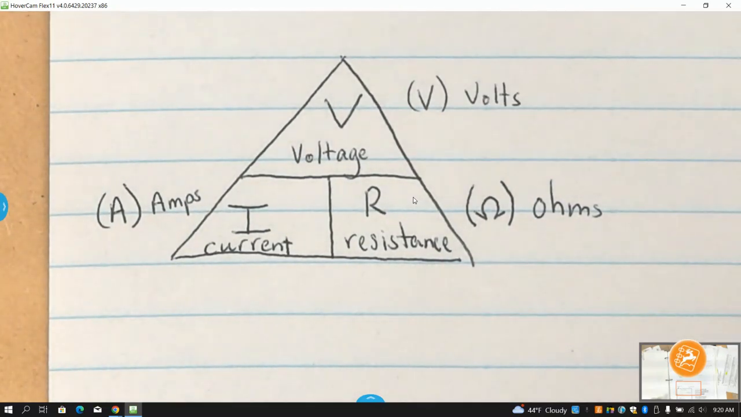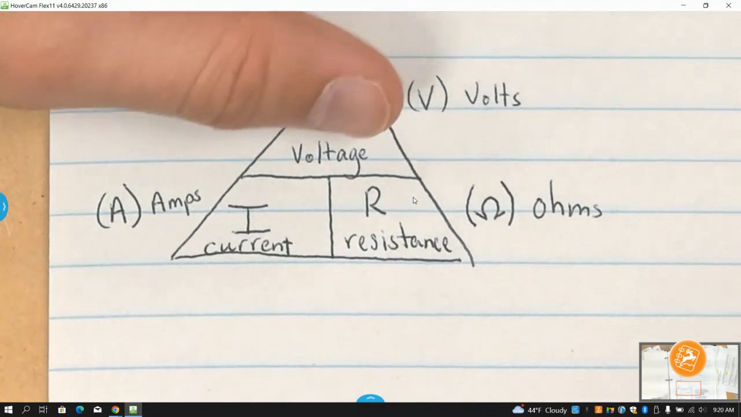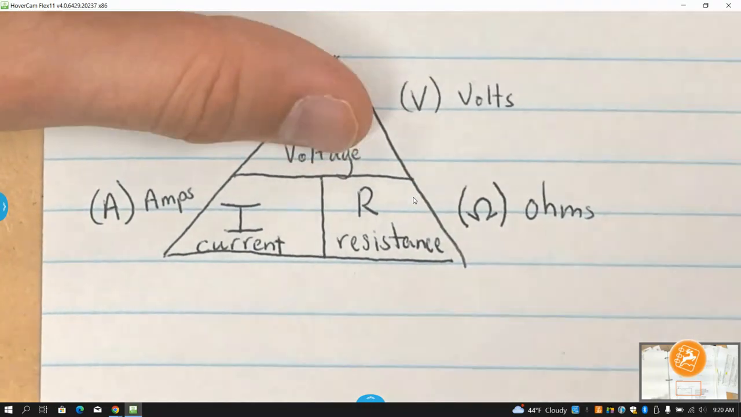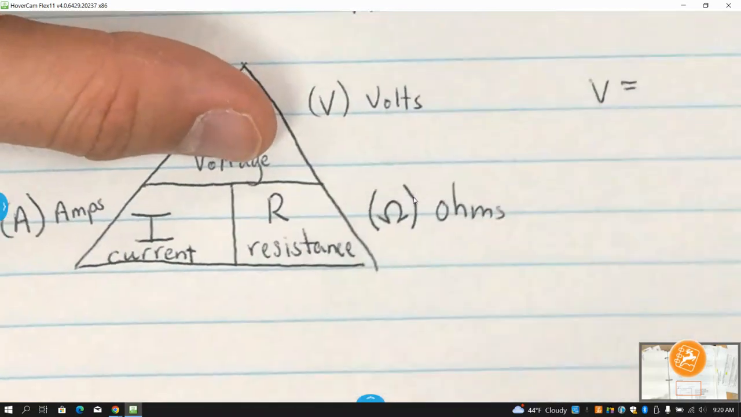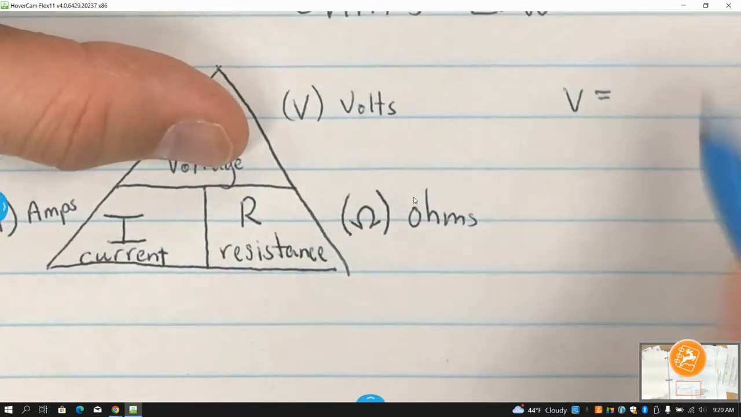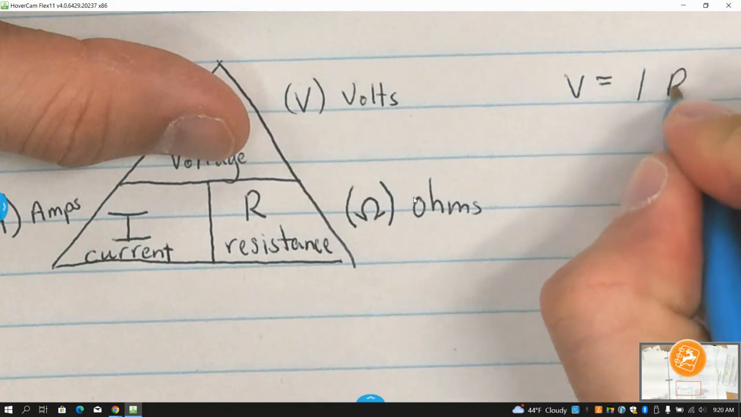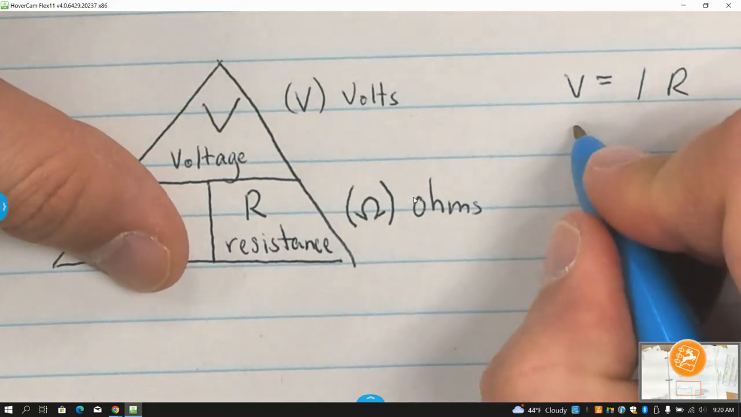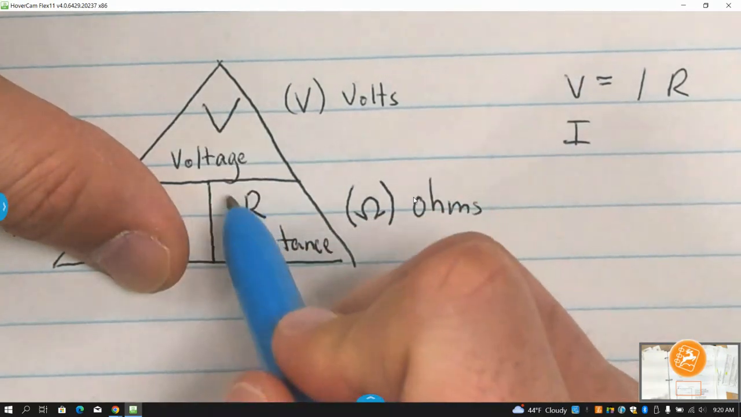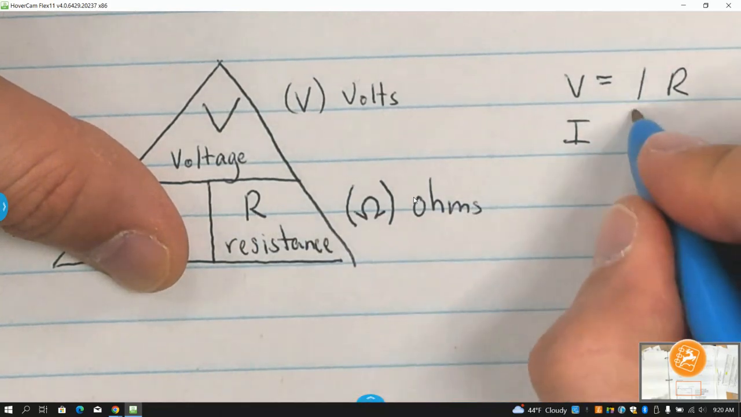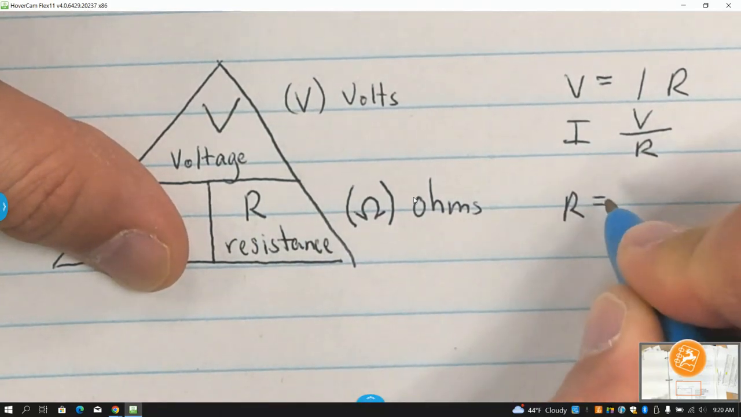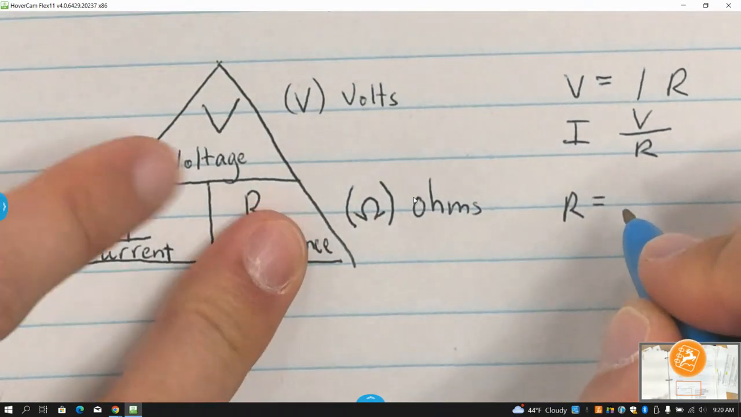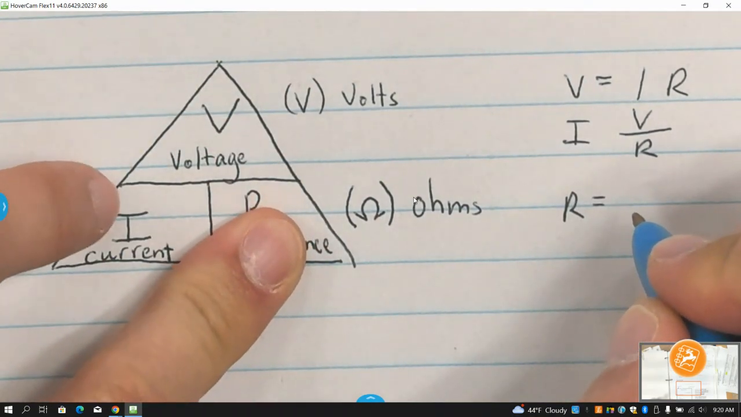Again, how the triangle works: covering up V, V equals, if the two things are next to each other, I times R. If I cover up current, I, V divided by R. And if I'm looking for R, it's going to be V divided by I.